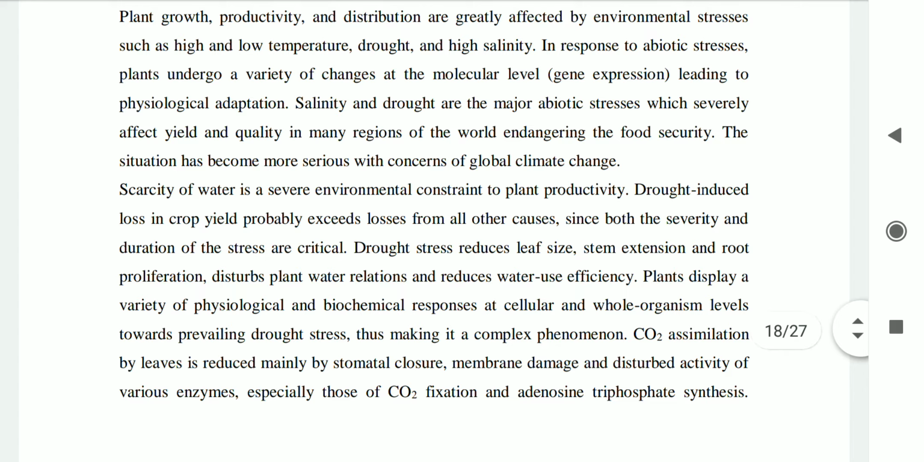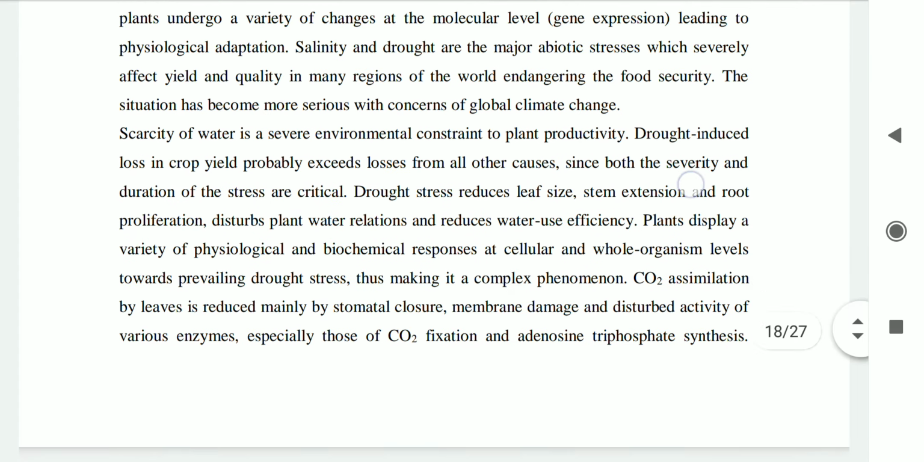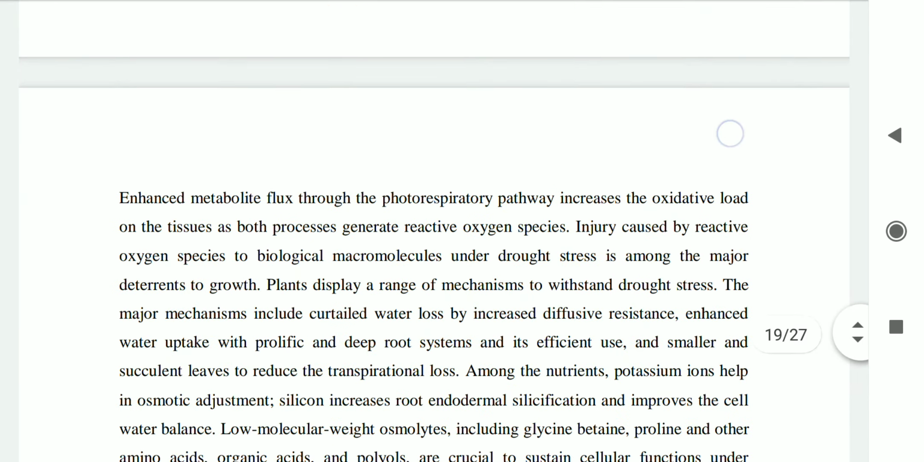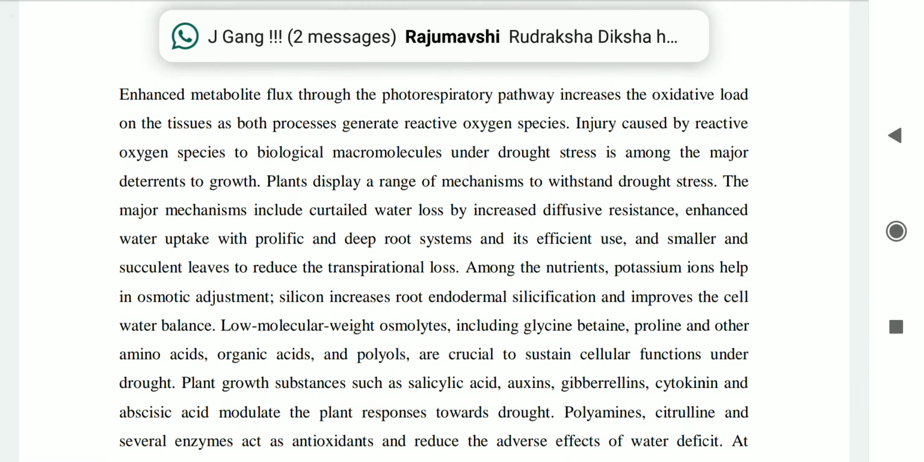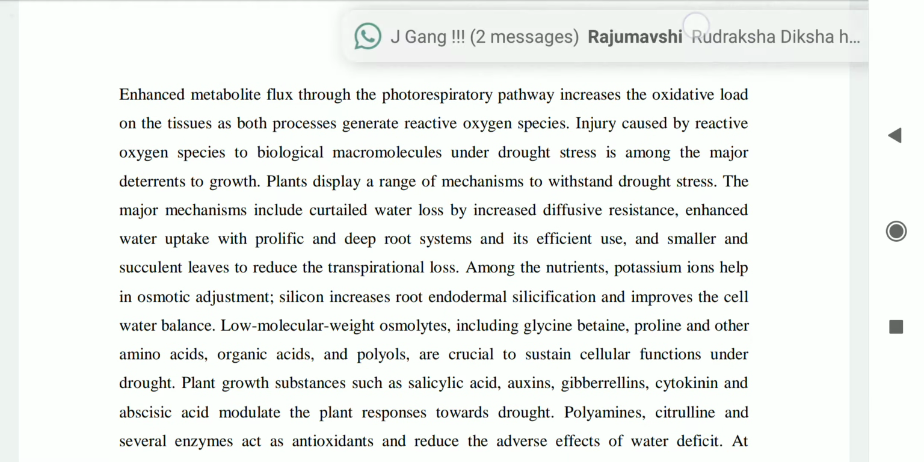These stresses also change the CO2 assimilation, and they produce toxic oxidants such as reactive oxygen species, which can cause even more harm to the plant, to the cell organelles in the plant, etc.